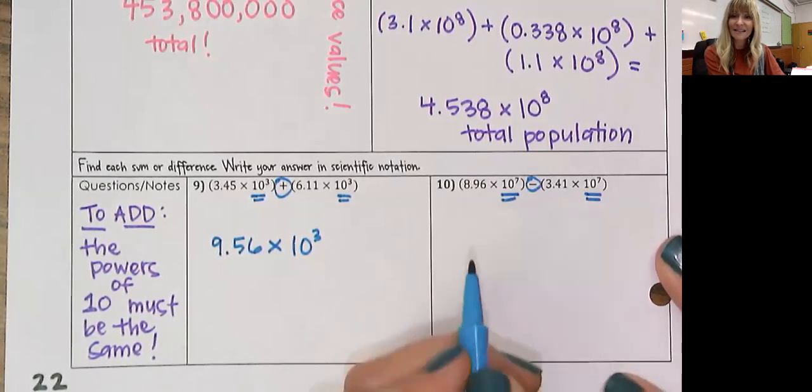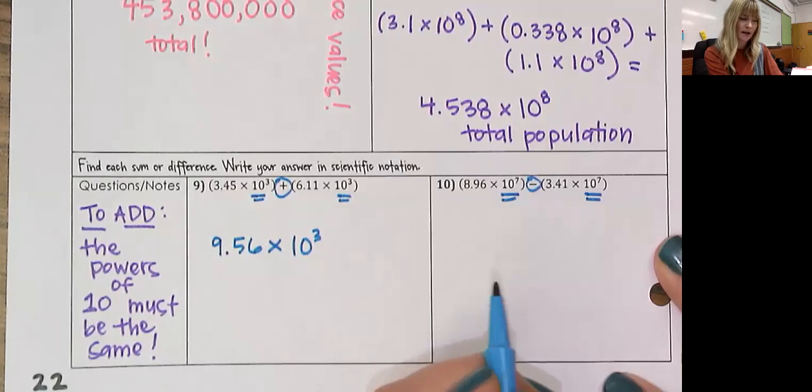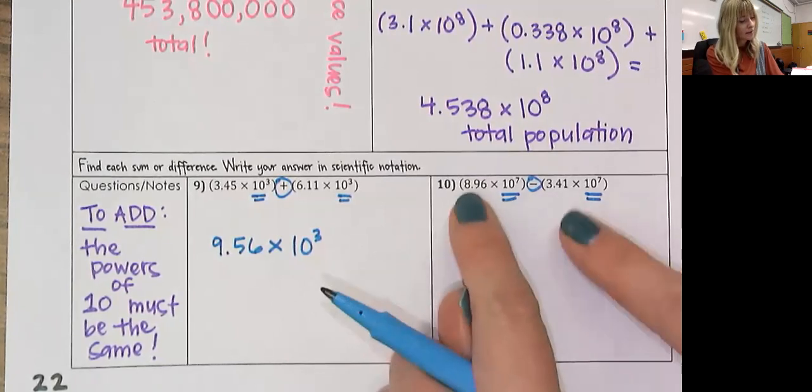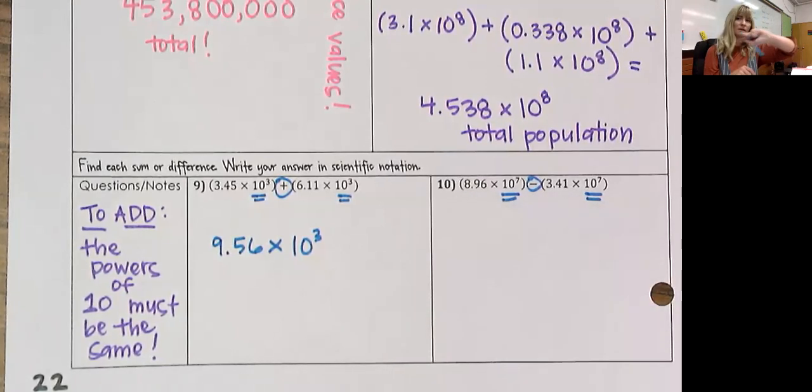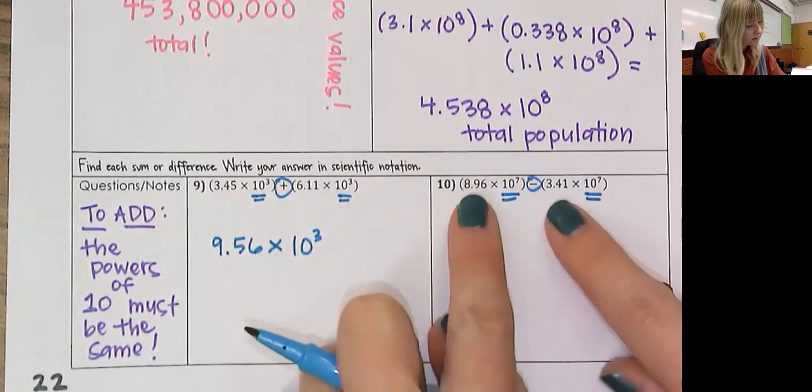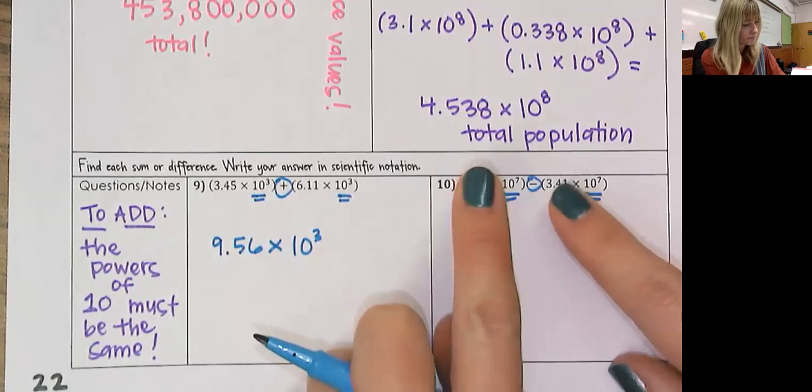Hey, that's nice, they're the same. So can I subtract these? Absolutely, I can. Now I don't have to keep track of all those zeros. I don't have to put all those zeros on the end and keep track of my commas. I can just go right to subtracting these decimals.